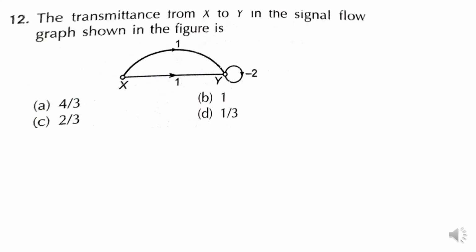Next problem. The transmittance from X to Y in the signal flow graph shown in figure. So transmittance or gain, Y by X, is equal to forward path gain. So this is the forward path 1, and this is the next forward path, divided by 1 minus sum of individual loop gain. So here only one self loop, minus 2. So answer is 2 divided by 3. Option C is the correct answer.